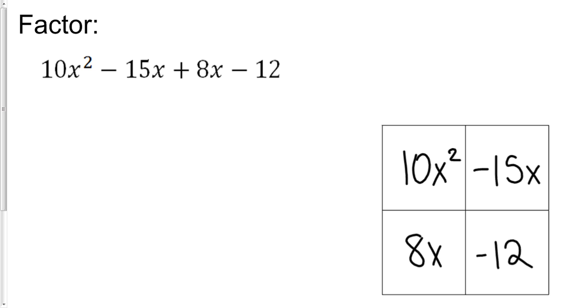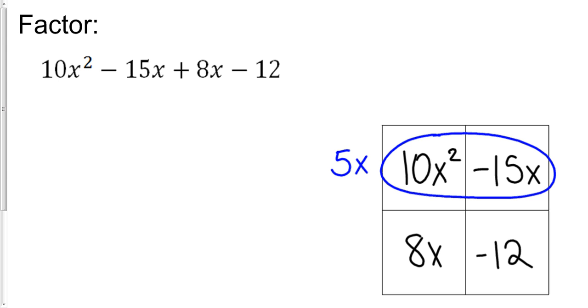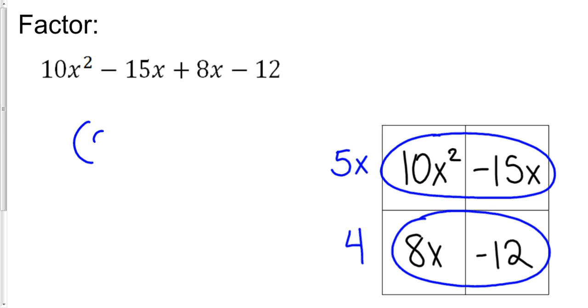Now that we've set this up, we're going to look at common factors. So our first row, 10x squared and negative 15x, they share a 5 and an x. The next row, 8x and negative 12 are both divisible by 4. So our first factor for this polynomial is 5x plus 4.